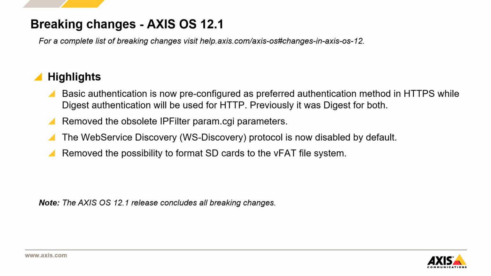The Axis OS 12.1 release concludes the breaking changes that we started with the previous version. The last breaking changes that we introduced cover changing the authentication methods for HTTPS and HTTP to align more towards the IT industry. We removed the obsolete IP filter functionality that is now replaced by the much more feature-rich firewall service. We also have the web discovery protocol disabled to further reduce the network footprint and to make sure the hardening guide gets shorter rather than longer. Also, formatting SD cards as VFAT is not possible anymore due to the ext4 format being a much better solution.